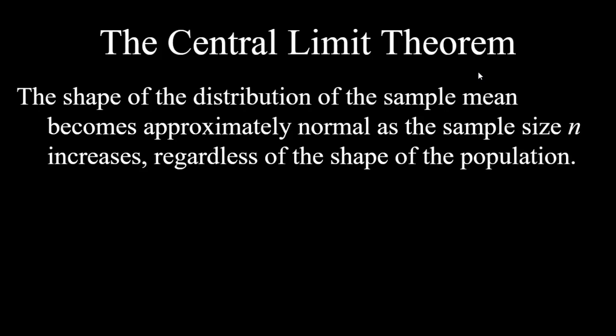So in other words, as you're taking those sample means, you're finding a whole bunch of samples and putting together a distribution made up of those samples. As the sample size n increases, regardless of the shape of the population, the overall distribution will become approximately normal. So that's what we're going to be focusing on today in section 7.1, and that is the sample means.